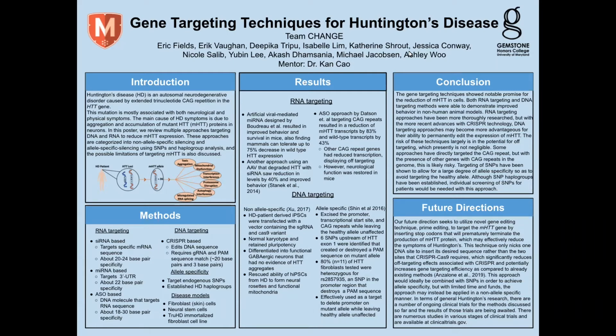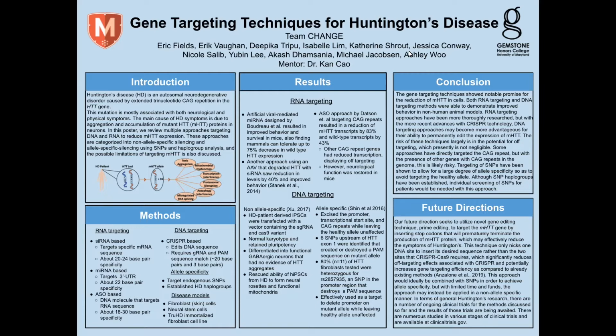So in terms of our methodology, there were four main areas we focused on: RNA targeting, DNA targeting, allele specificity, and disease models. For RNA targeting, we divided it into three sections: one based on small interfering RNA, a second on microRNA, and a third on antisense oligonucleotide-based approaches. The main goal of all of these approaches is to determine how each works to reduce the production of toxic mutant mRNA transcripts consisting of CAG repeats of Huntington's disease.